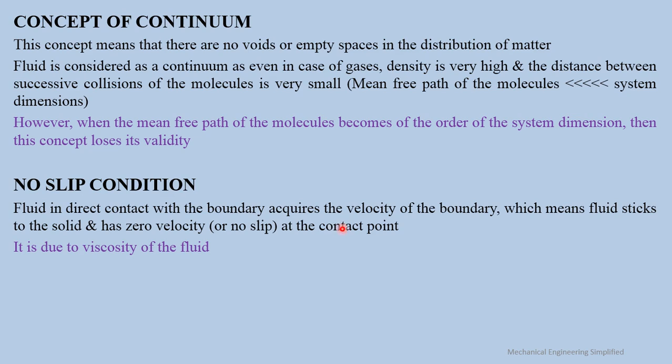Means that the fluid acquires the velocity of the boundary, and this property is due to the viscosity of the fluid. This is important, why this condition occurs, the no slip condition. This is due to the viscosity of the fluid.